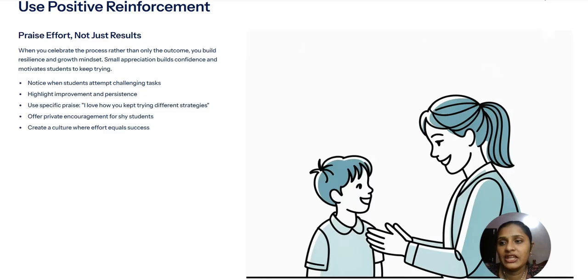Use positive reinforcement. Okay, so whenever you go to the classroom, instead of just appreciating the results of the winners, you should praise their effort also. Okay, just celebrate the process rather than the outcome. That's the important thing you have to do. A small appreciation for a child will build up their confidence and motivate the students to keep on trying.